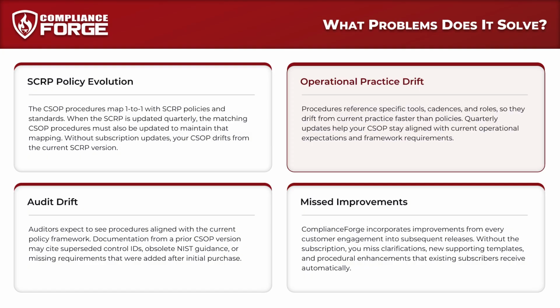The second is operational practice drift. Procedures reference specific tools, cadences, and roles, so they drift from current practice faster than policies do. The third is audit drift. Auditors expect to see procedures aligned with the current policy framework. Documentation from a prior version may cite superseded control IDs, obsolete NIST guidance, or missing requirements that were added after your initial purchase. And the fourth is missed improvements.